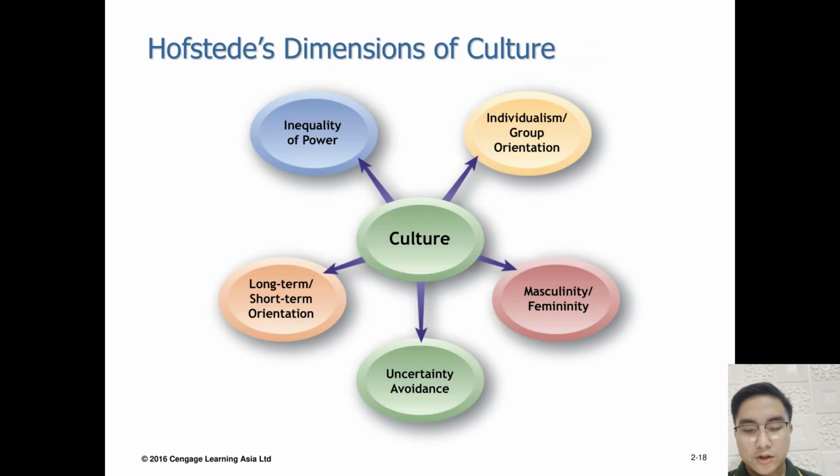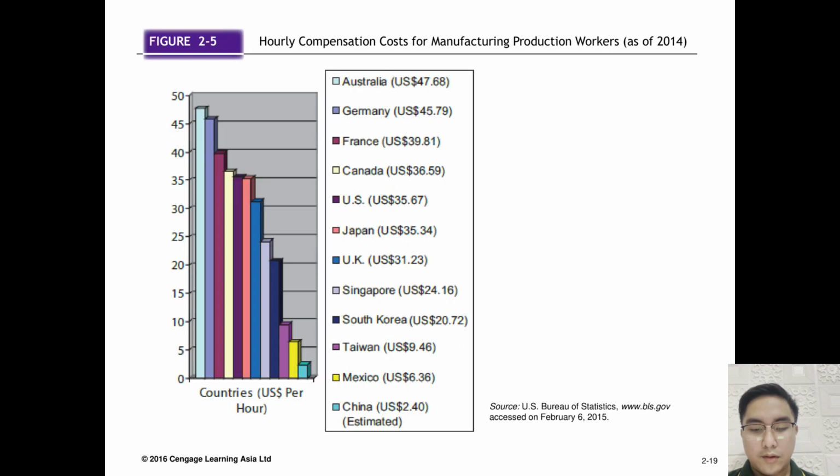Hofstede's dimensions of culture: inequality of power, long-term versus short-term operations, uncertainty avoidance, masculinity and femininity, individualism and group operations. So here's the chart, examples of the chart.